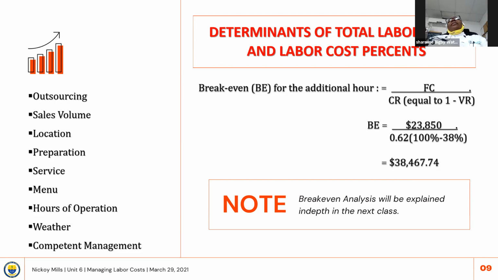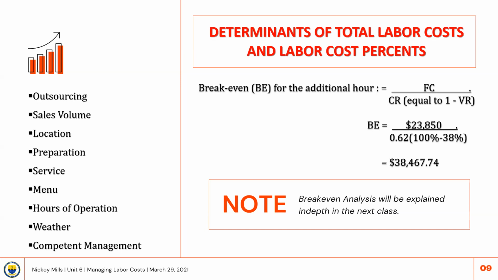All right, so let us look at this little example here now. The fixed cost would be the $22,200 plus the $1,650, and that comes to $23,850. Now the formula is fixed cost over the contribution rate, and the contribution rate is equal to 1 minus the variable rate.